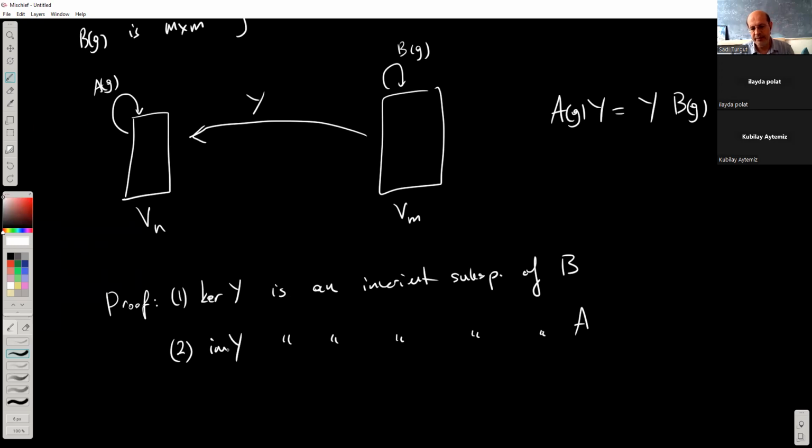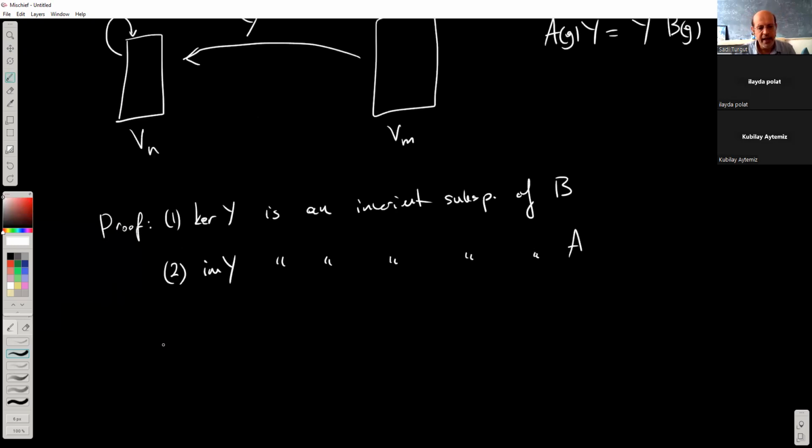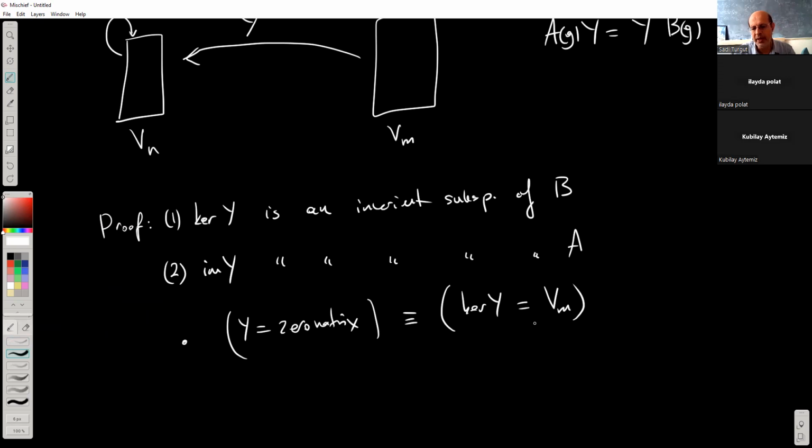In that case too, the image of Y is also either a zero subspace or a full subspace because A is irreducible. And number three, let's just say it like this. Y is the zero matrix is the same thing as saying that the kernel of Y is the full vector space in the domain. That's the same thing as the image of Y is the zero subspace, right? So that basically corresponds to that situation.